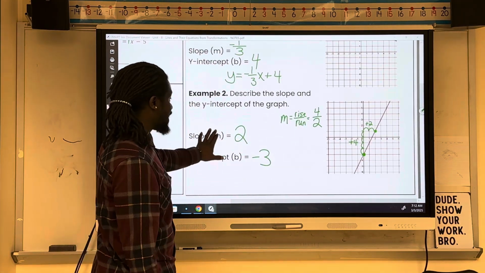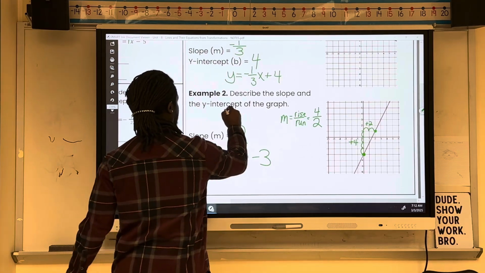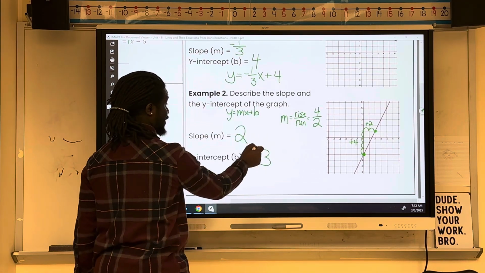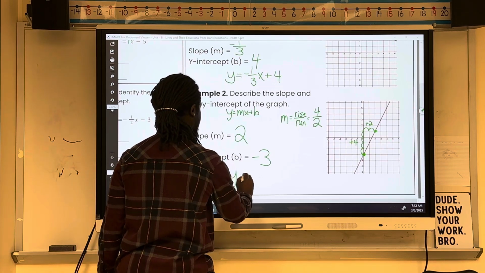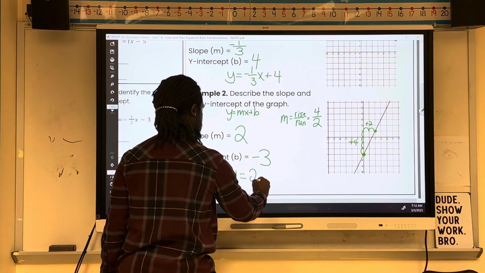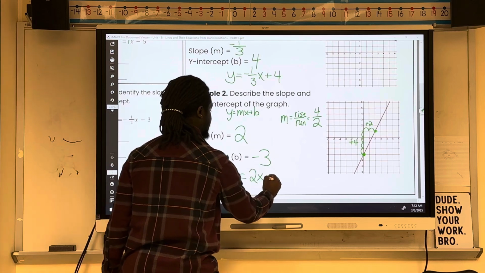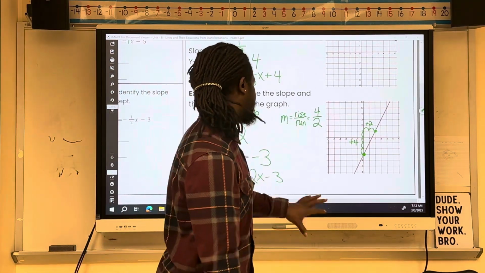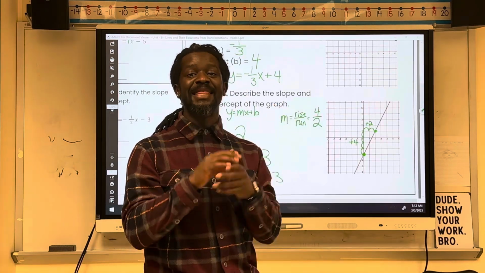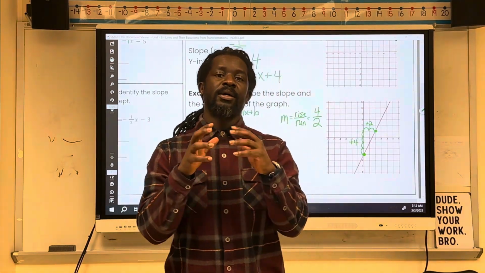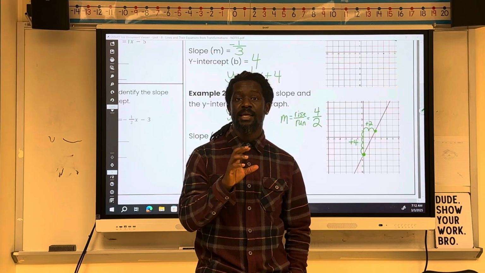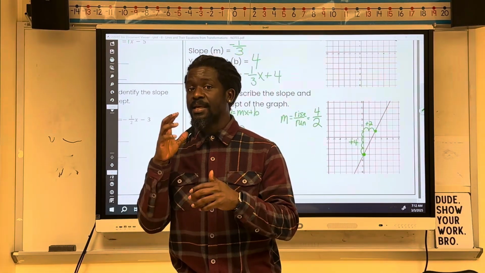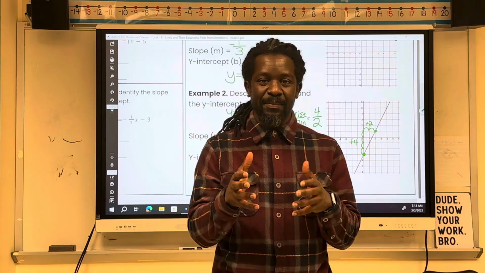And so now that I have the slope and the y-intercept, I'm writing this in y equals mx plus b, and I just plug in the values. So y equals m is 2, x, b is -3, and that is my equation in slope-intercept form for that graph. All right. So in this lesson, we have learned how to write a linear equation in slope-intercept form, given the slope and the y-intercept, as well as being able to describe it.